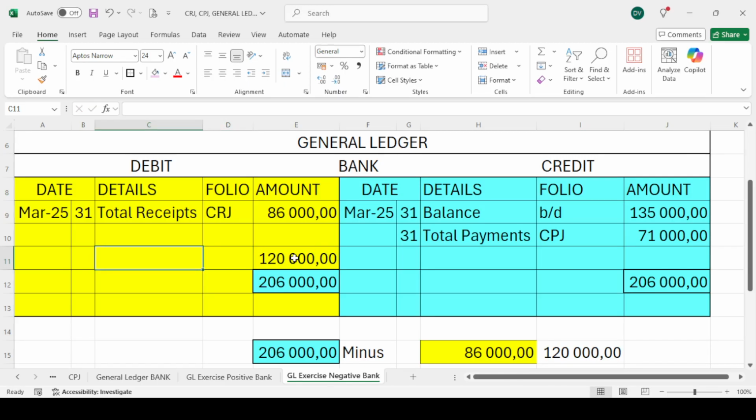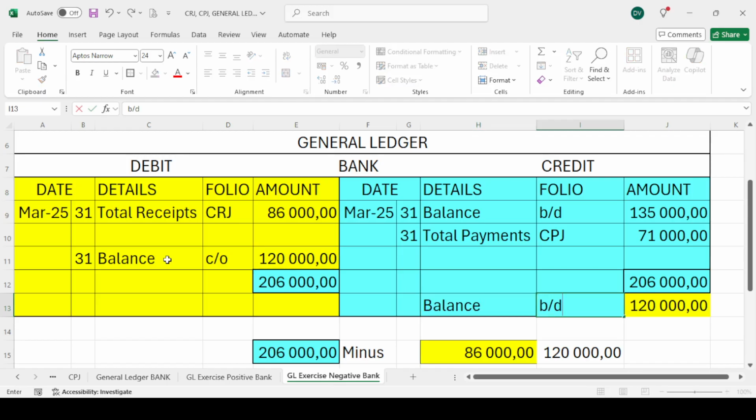What is this amount? It's the balance that we've just worked out that we are going to carry over. It happens on the 31st of the month, and we're going to carry it over to our credit side right at the bottom. And what is that amount? It is our balance that we have now brought down, and that is for the new month, April the 1st.